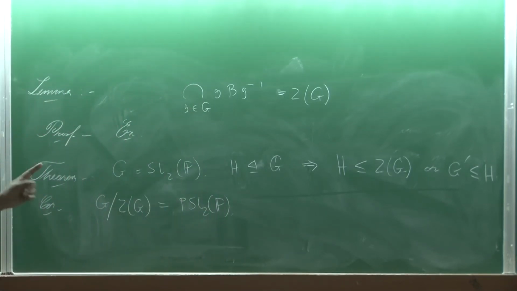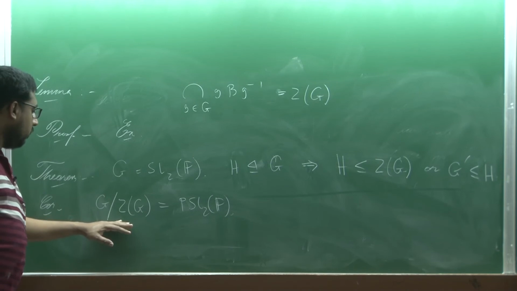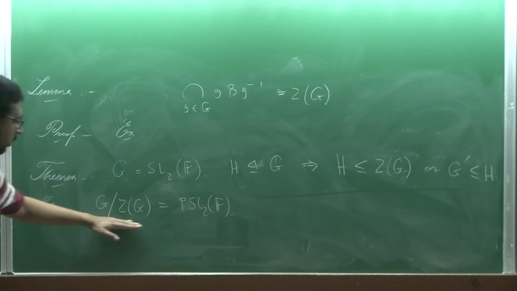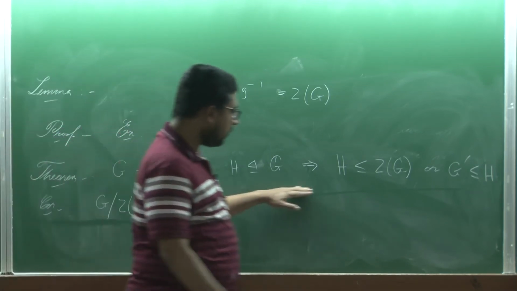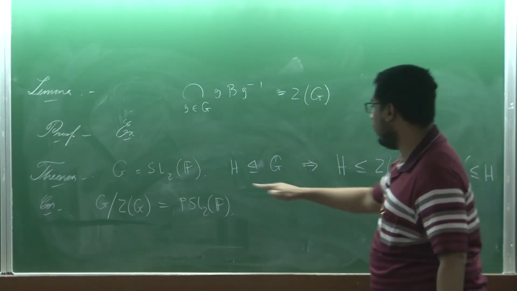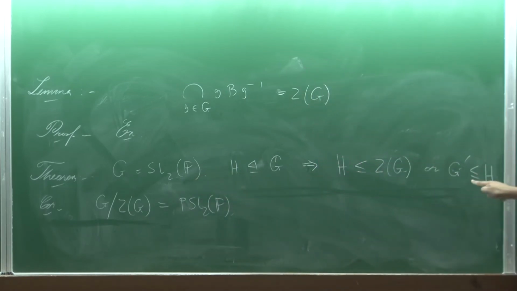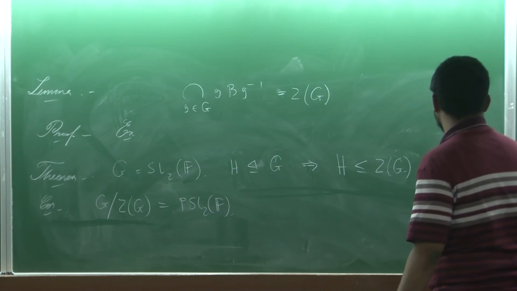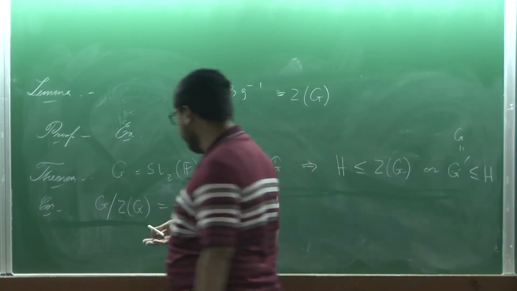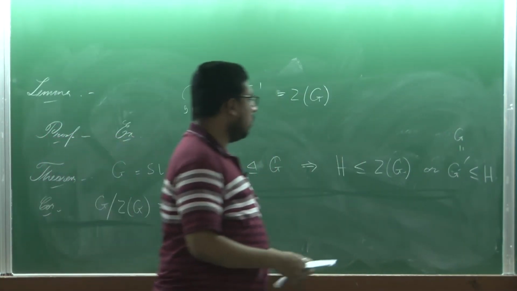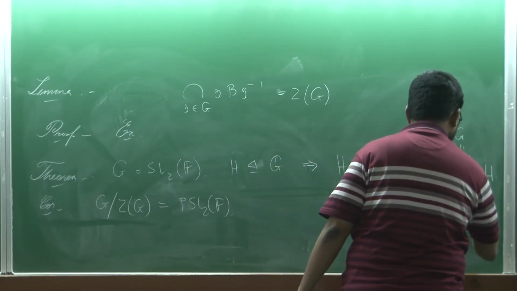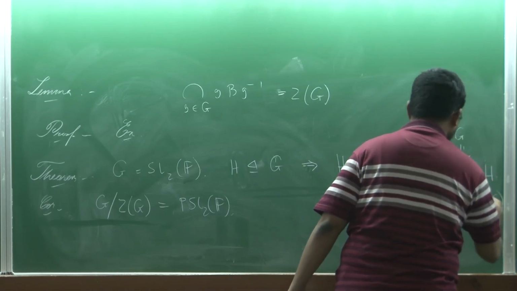then any normal subgroup of this will be either trivial or everything. So, when F has at least 4 elements, then G prime becomes G itself, right? We have earlier proved that the commutator subgroup of SL2 is SL2 once F has at least 4 elements. So, in that case, this is equivalent to saying H has to be the whole G.